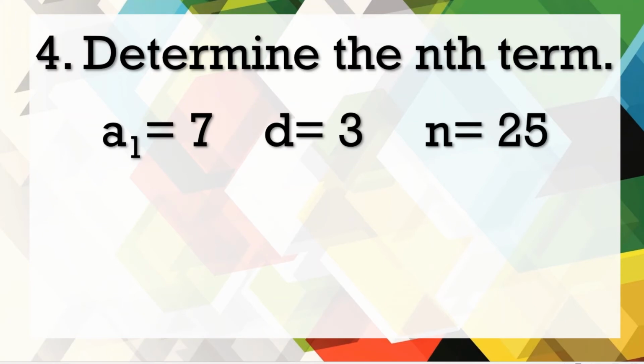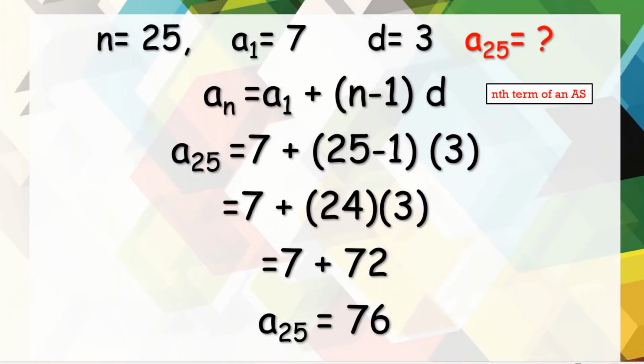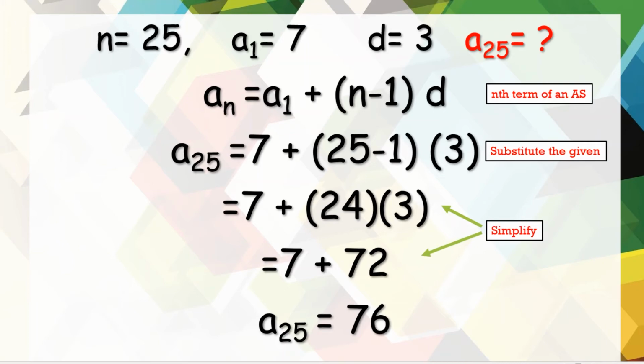Determine the nth term. A sub 1 equals 7, d equals 3, n equals 25. We are looking for the 25th term. Since we already have the values that we needed, we just substitute the given. We have a sub 25 equals 7 plus 25 minus 1 times 3. 25 minus 1 equals 24. Multiply it by 3, we have 72. 7 plus 72, we have 76. a sub 25 equals 76.